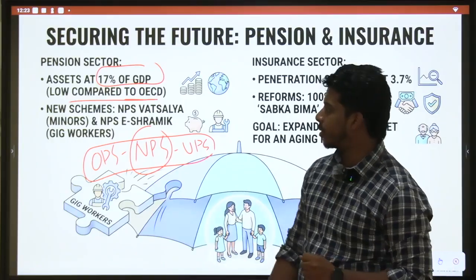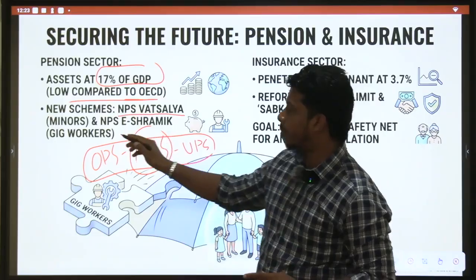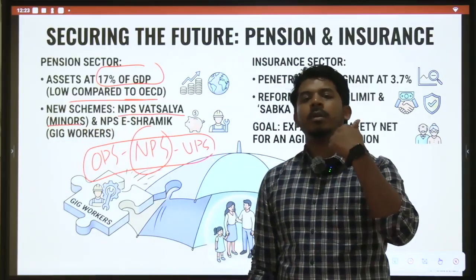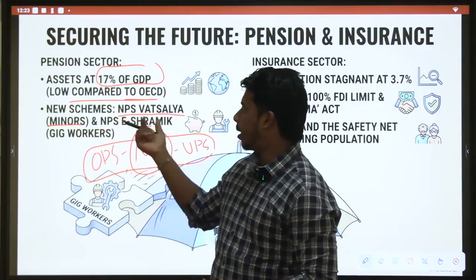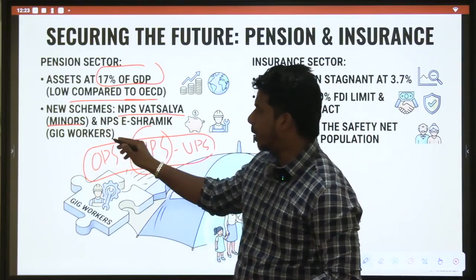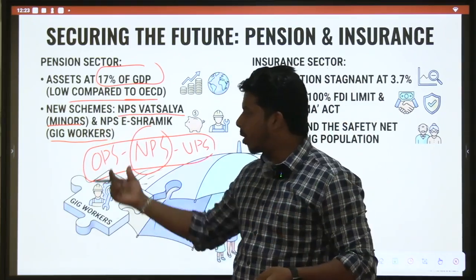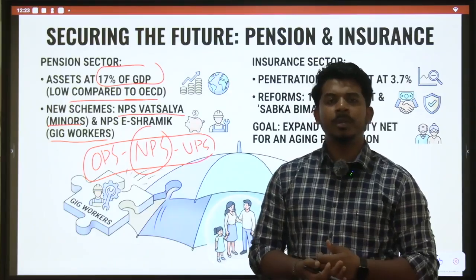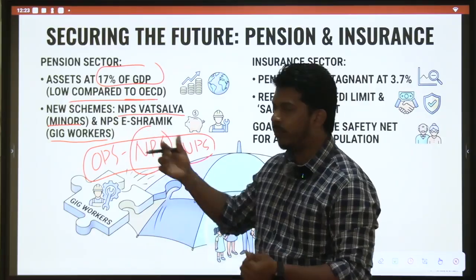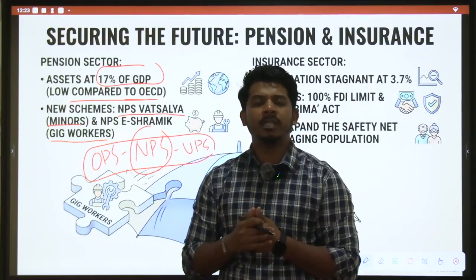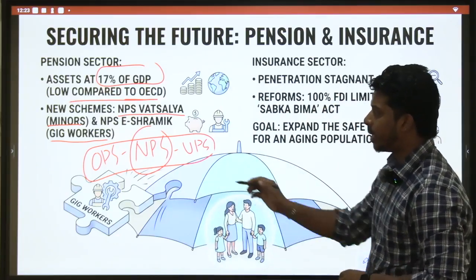Under this new pension system, government has introduced two schemes. One is NPS Vatsalya for the minors. If I want to open some pension scheme in the name of a minor, I can opt for NPS Vatsalya. Then now gig workers also can participate in the pension system. They also can pay some amount. Gig worker means Swiggy, Zomato, Zepto. If I am a Swiggy delivery boy, every month I can deposit some amount under the scheme with the government. Government will give back pension after my retirement, after my 60 years. So NPS is Shramik.